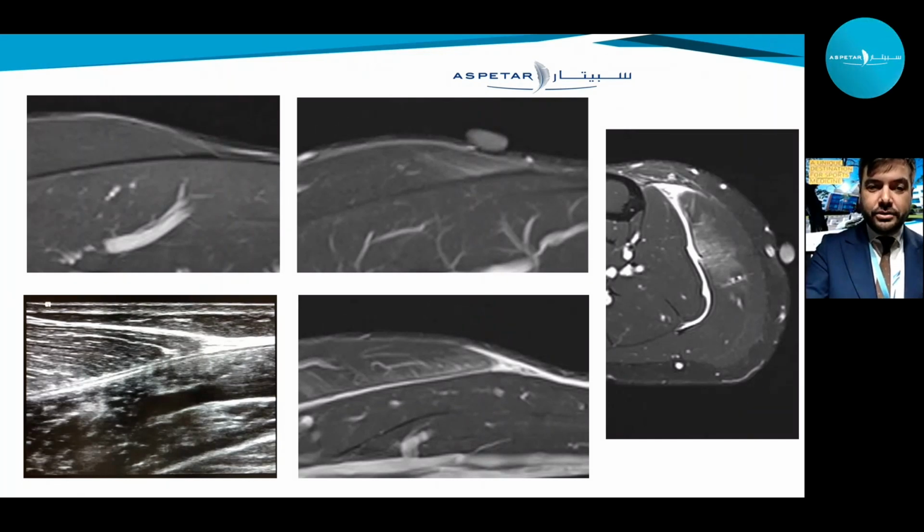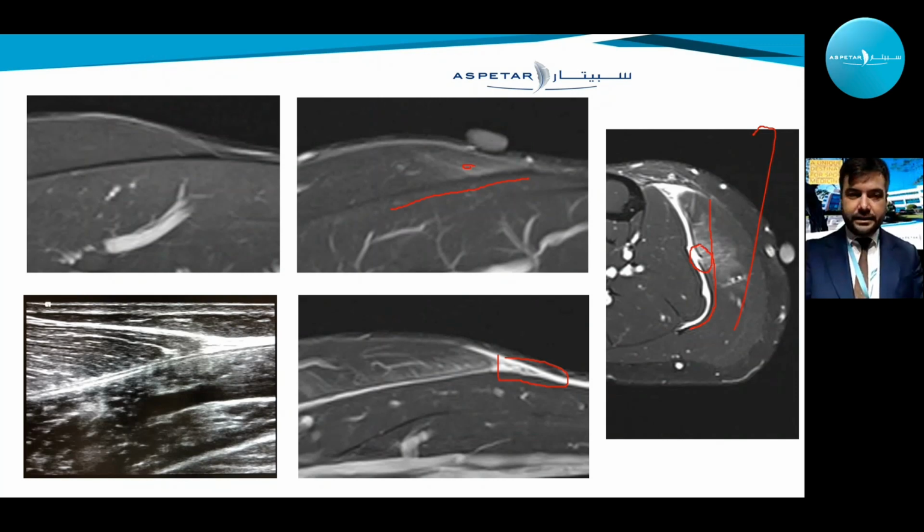Here in this patient, we have perfect aponeurosis, just bone edema here in distal gastrocnemius. Here we can see injury of the free gastrocnemius aponeurosis. And in this transverse view, I don't know if you can see, this is the gastrocnemius aponeurosis, and there is a tear here. There is a small tear here.